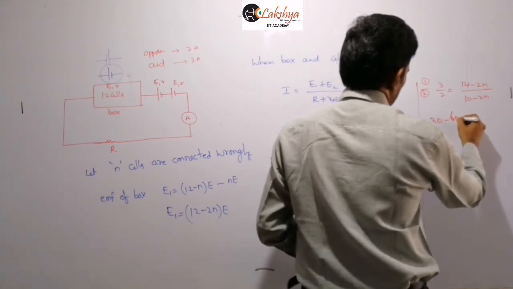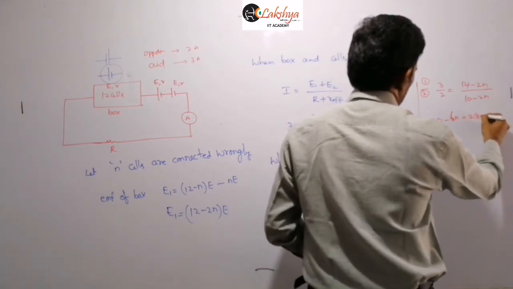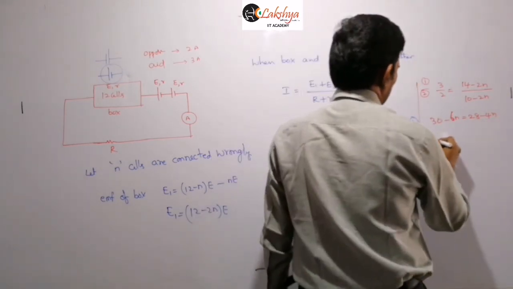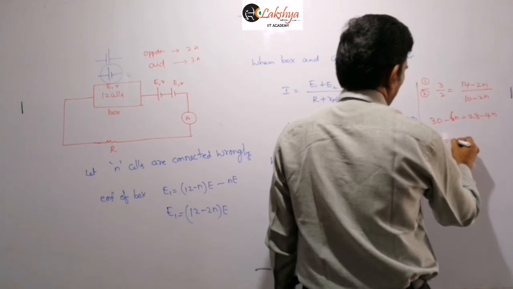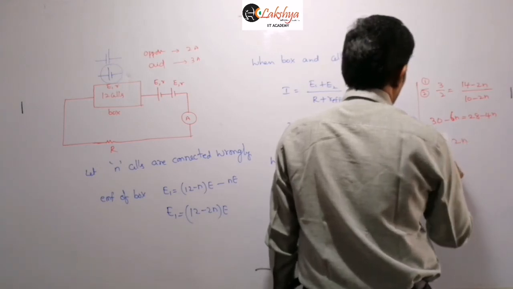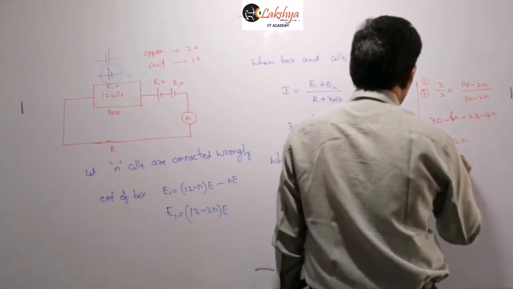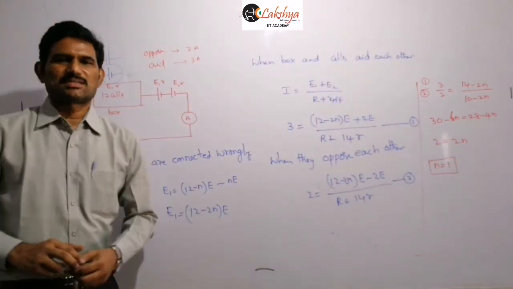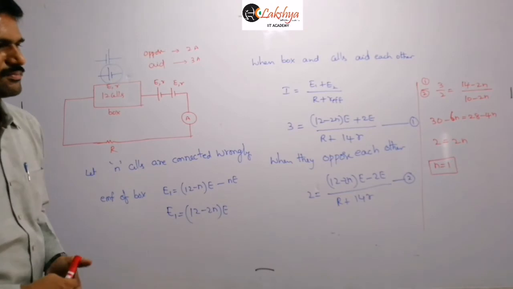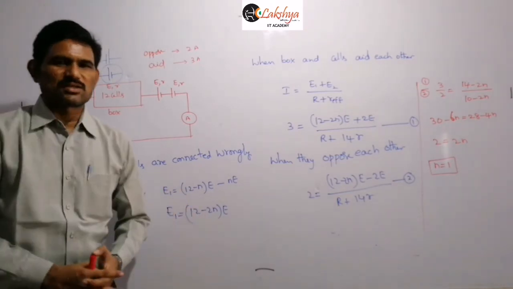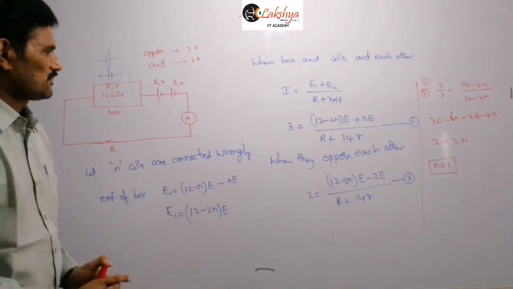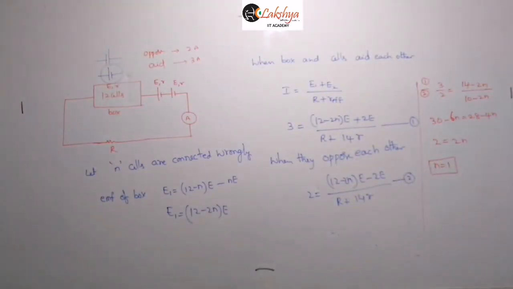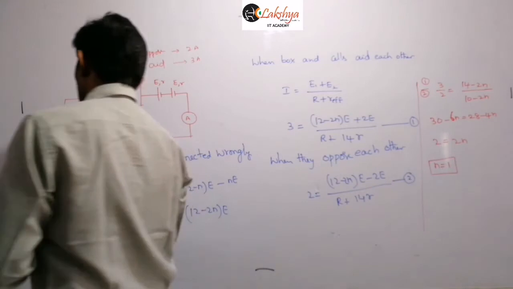30 minus 6n is equal to 28 minus 4n, and so I can write this as 2 is equal to 2n. Therefore, n is equal to 1. Got it? That means only one cell is connected wrongly in such a combination. So in case of wrongly connected cells we can solve the problems like that. Only one cell is connected wrongly.